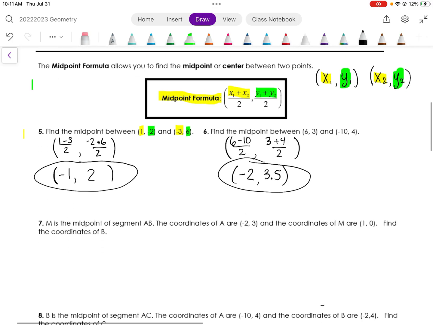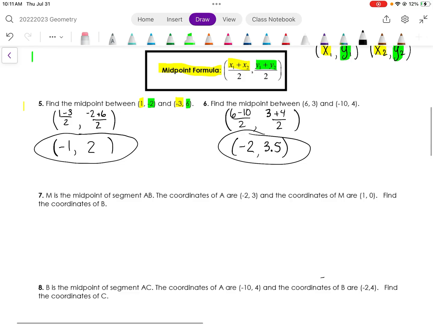All right, so for the next two, we're actually going to kind of go backwards. I'm going to give you an end point of a segment, and I'm going to give you the midpoint. We're going to see if we can come up with the other point on what would be the other end of a segment. And I'm going to kind of use a picture to draw this out.